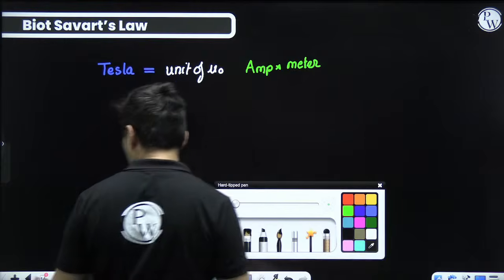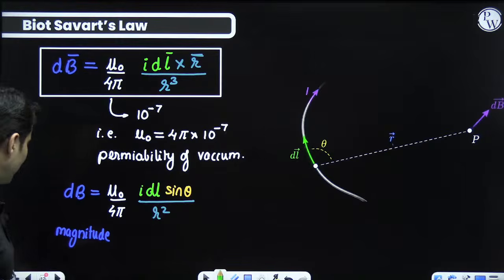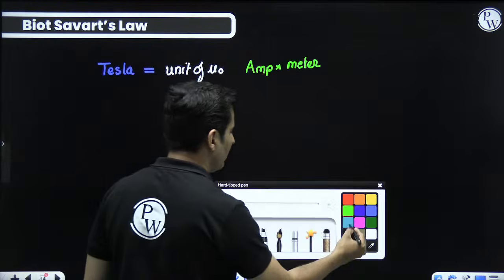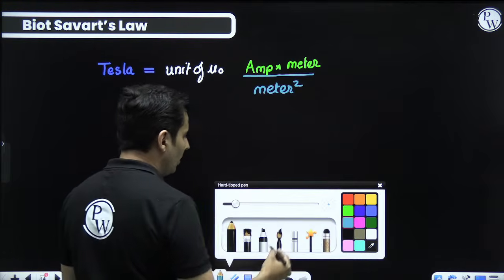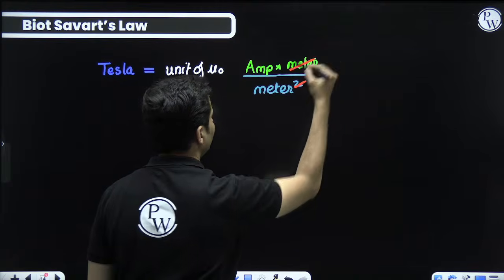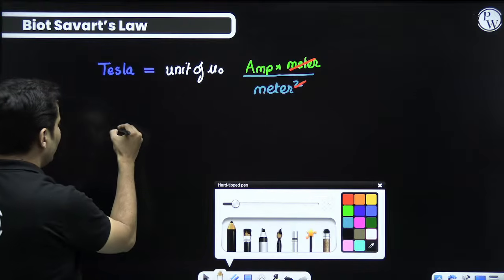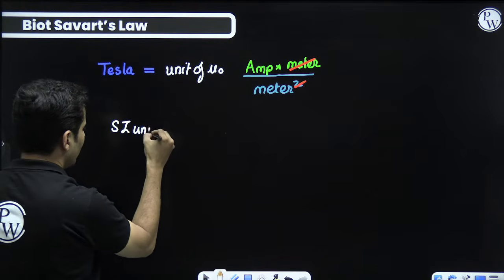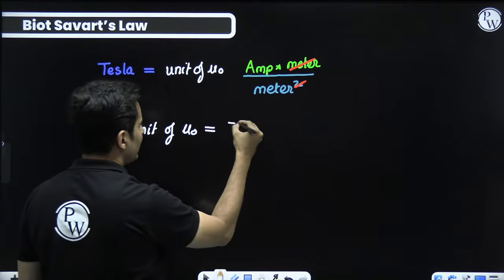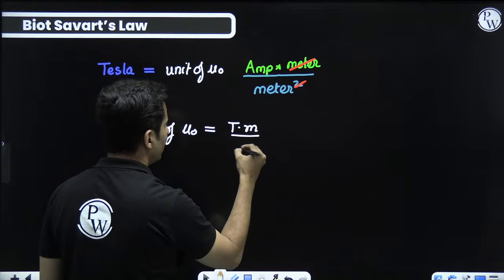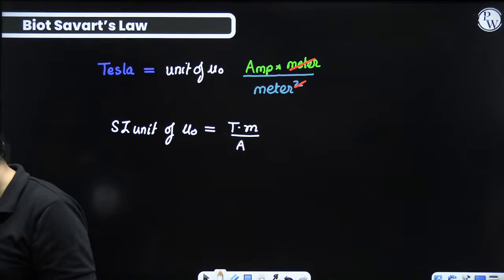If you just look at this expression, I dl sine theta does not have any unit. R square is there, that means meter square is below. Obviously, we can cancel off 1 meter and 1 meter over here, and then move it around so that we get the SI unit of mu naught. What will it be? It will be Tesla meter per ampere. Tesla meter per ampere. Is that clear, everyone?